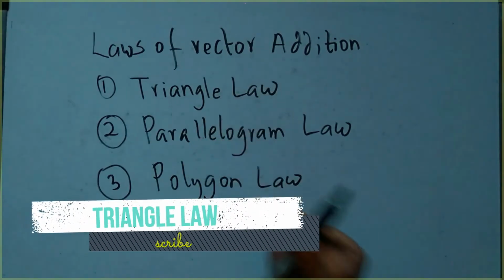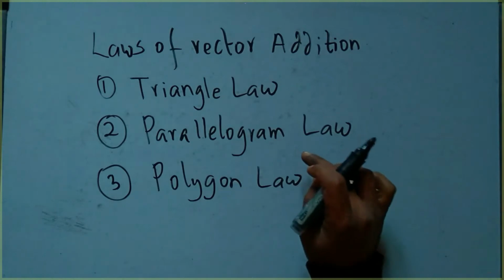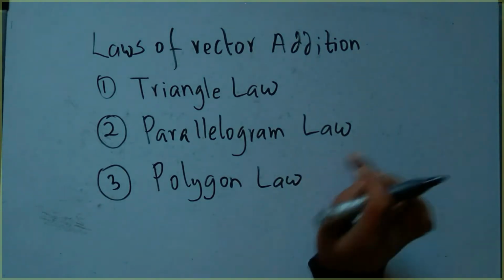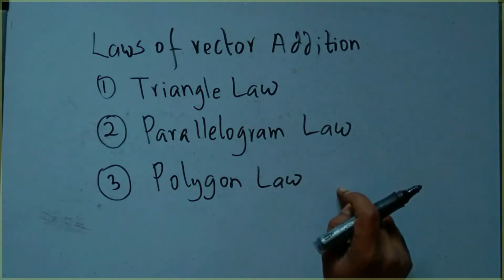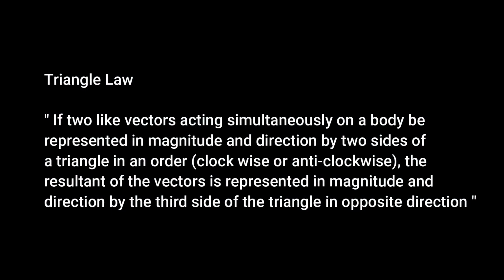There are mainly three laws of vector addition, one being triangle law of vector addition, another being parallelogram law of vector addition, and third being polygon law of vector addition. So one by one, we'll go in detail and find out what these laws are.